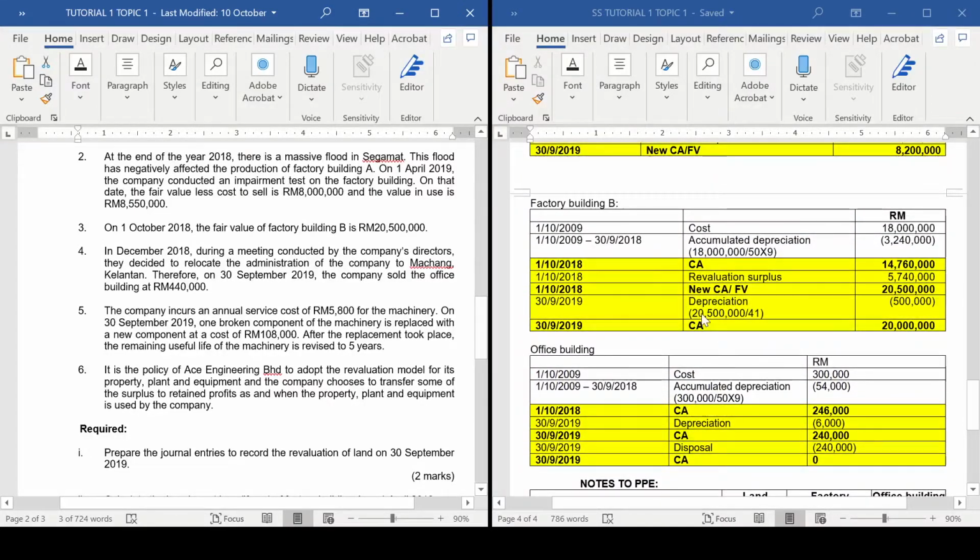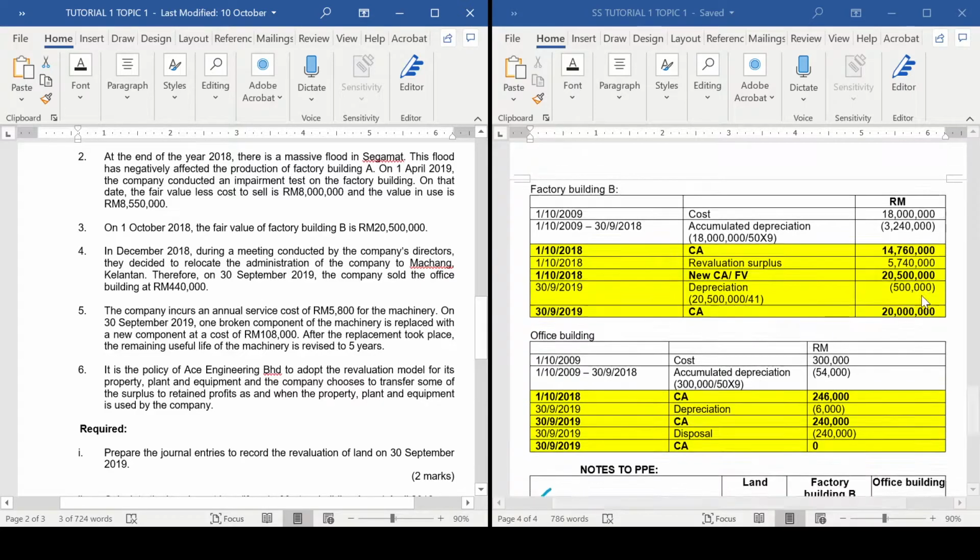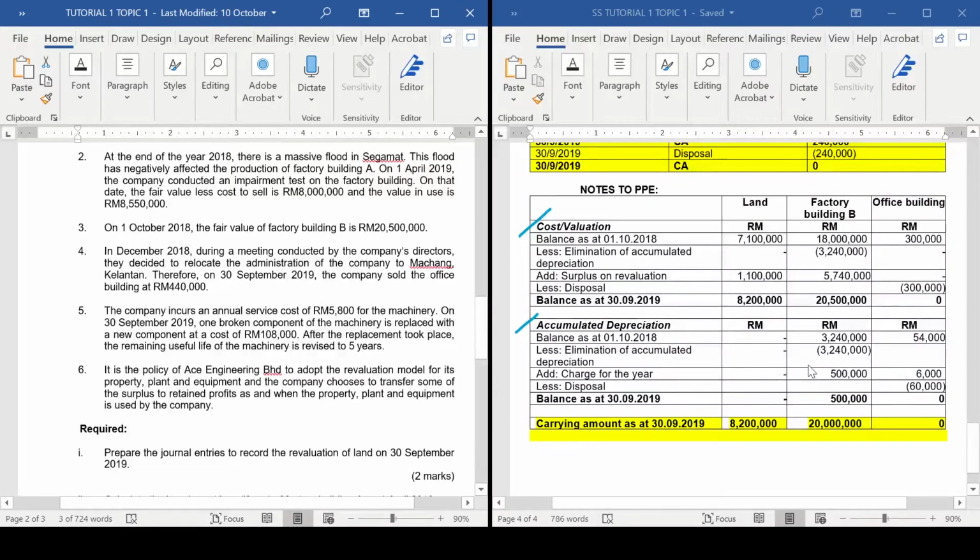In the office building, we do provide new depreciation, which is 500,000. So at the end of the year, the carrying amount should be equal to 20 million. Meaning there is a depreciation charge for the year: debit depreciation, credit accumulated depreciation. The one that we are preparing now is for accumulated depreciation. So credit accumulated depreciation, meaning you add 500,000 to accumulated depreciation. So 3.24 minus 3.24 plus 500 equals 500.